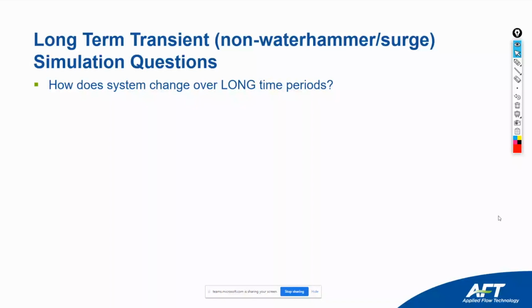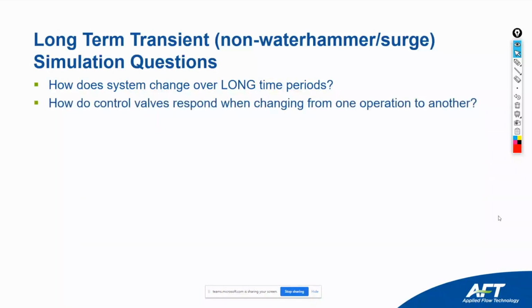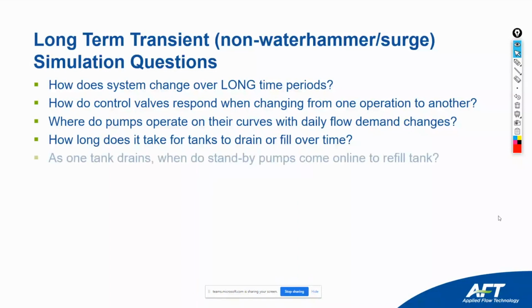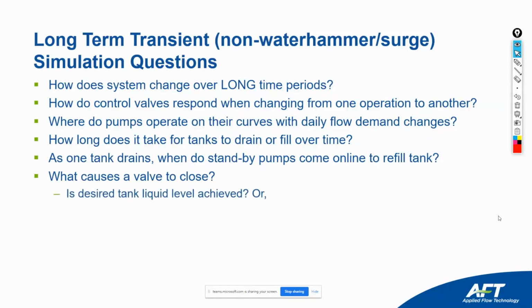Oh, perfect. Thank you. So here, how does the system change over long periods of time? How do your control valves respond if you're changing from one operation to another? Where do your pumps operate on their curves as the daily flow demand changes? These are all different questions that you'd want to take a look at when doing your long-term transient analysis. Tank filling and draining is a really important one. What causes a valve to close? Do we reach a certain liquid level that we need, or is the tank about to overfill?